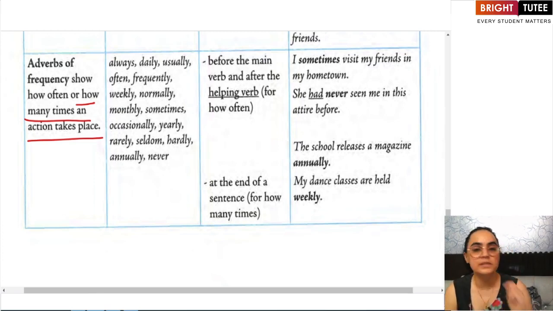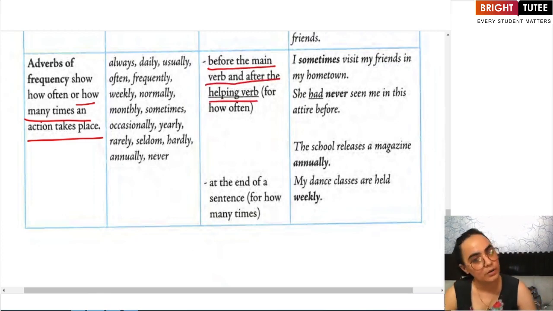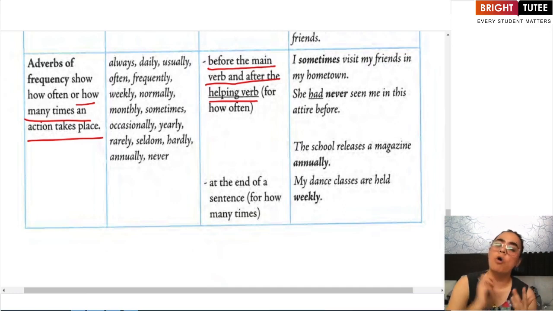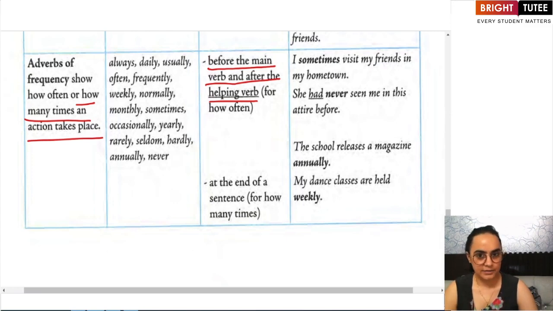We always use an adverb of frequency before the main verb and after the helping verb. This is the first position. I sometimes visit my friends. I always read at night. So, between the subject and the main verb. I never tell a lie.